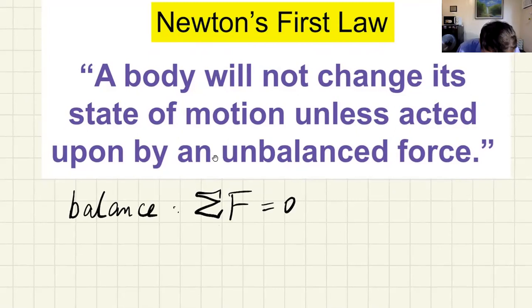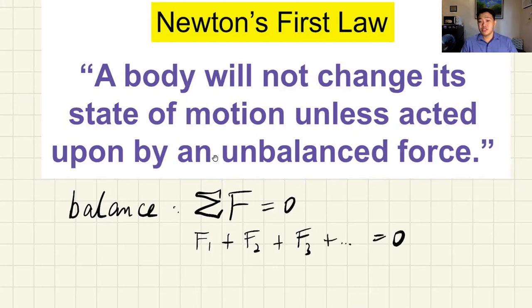So let's say you can have F1, force number 1, plus force number 2, plus force number 3, and so on, and then it should be equal to 0. It means they cancel out. If you add them together, they cancel out. When you add forces, they're vector quantities, so you need to consider the direction.